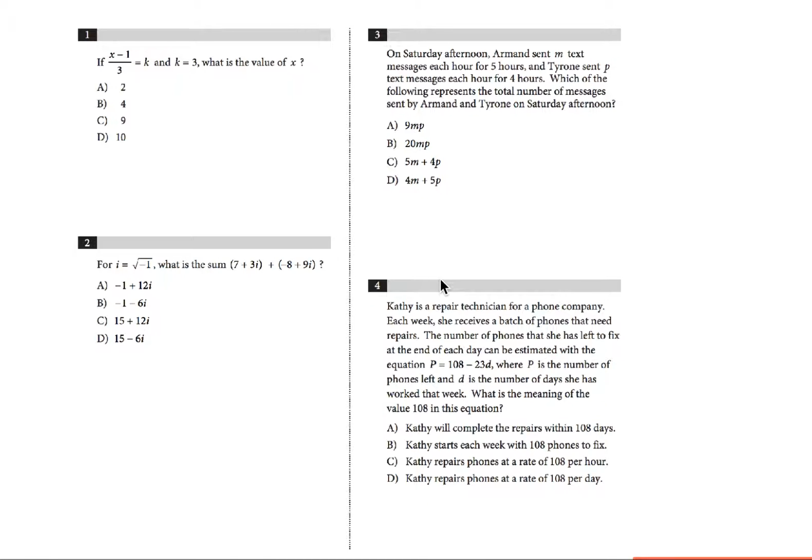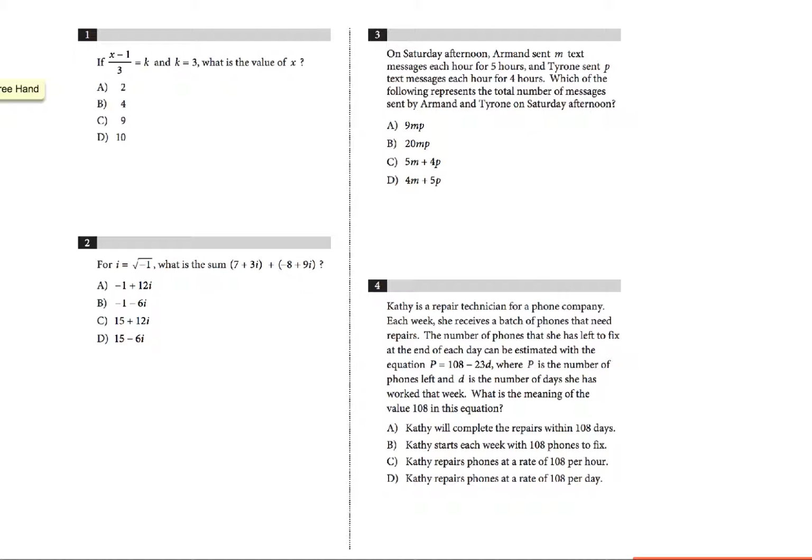We're going to be doing the problems from the official SAT study guide for the new SAT. Number 1. This is x minus 1 over 3 equals k, and k equals 3, what's the value of x? Well, this is a simple substitution problem.